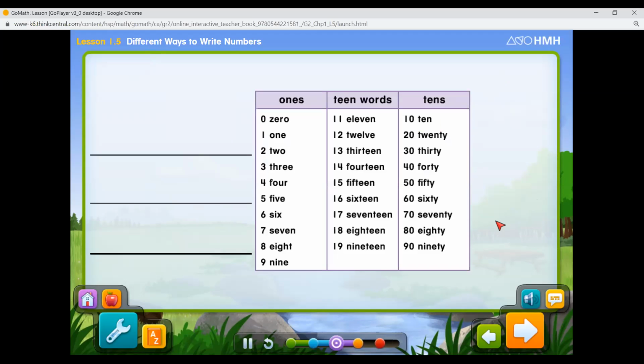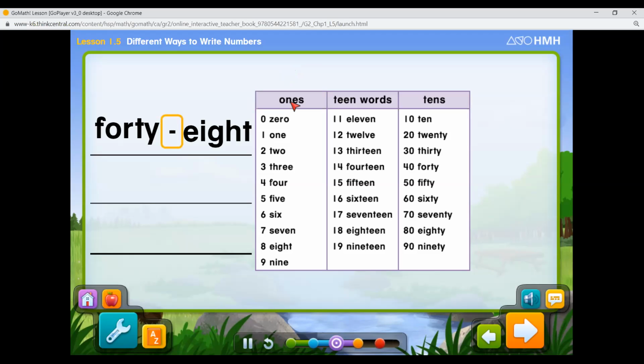You can show numbers in different ways. For example, think about the number 48. First, you're going to use words to show 48. Look at the chart. Do you find 40 in the ones column, the teen words column, or the tens column? Select the column where you find 40. Well done! You can find 40 in the tens column. Now let's show 8. Which column has the number 8? Well done! You can find 8 in the ones column.